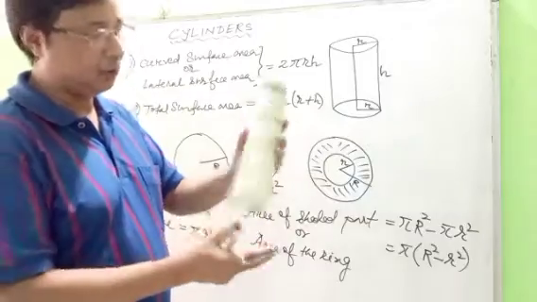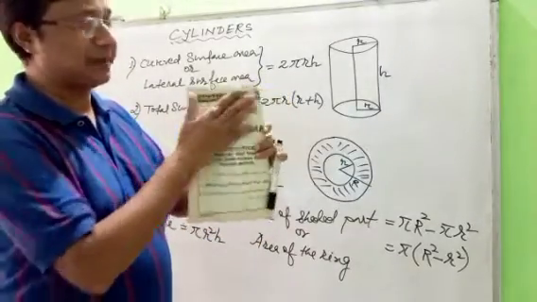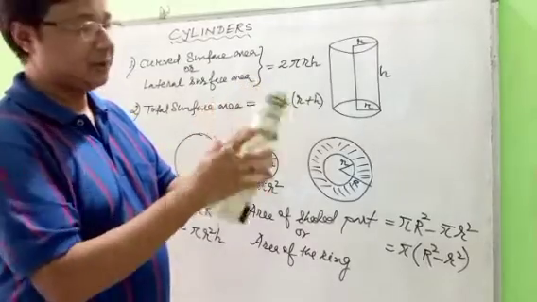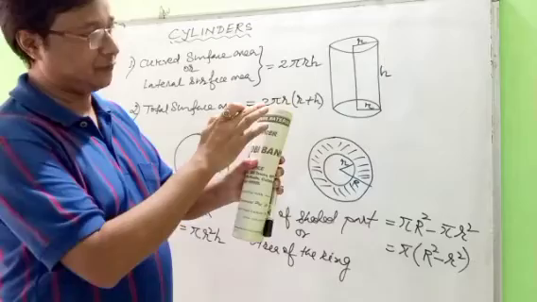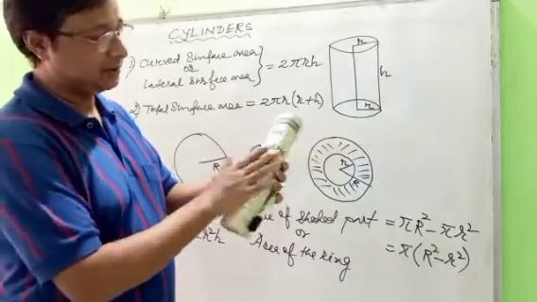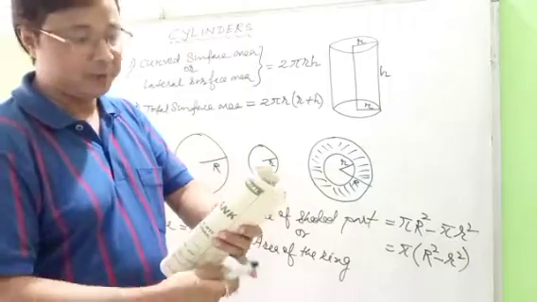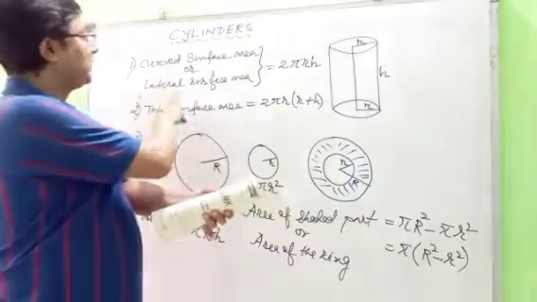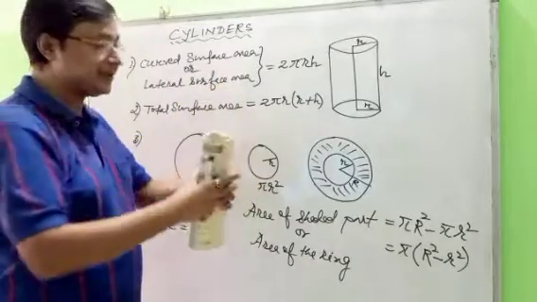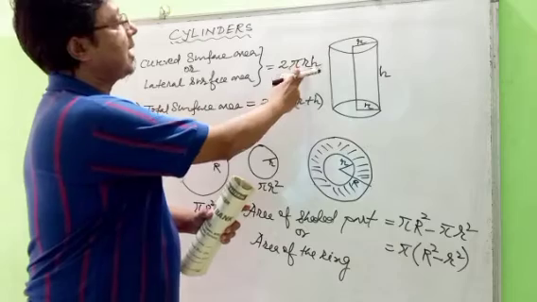This is called the hollow cylinder, and this surface is the curved one because it is not plane. From the top to the base, this part is called the curved surface, or it is also called the lateral surface area, which is given by the formula 2 pi r h.